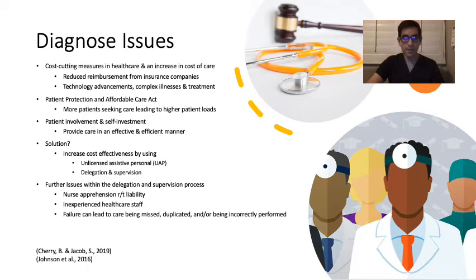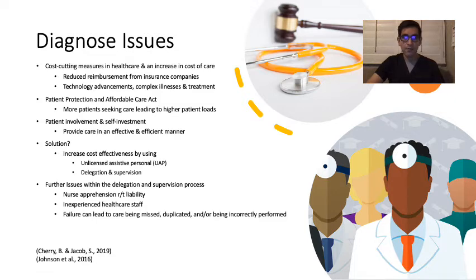So one way to address these issues is to increase the cost effectiveness of providing patient care. This can be done with the use of unlicensed assistive personnel, or UAPs. So how does this affect delegation and supervision? Well, as the use of UAPs increases, the RN is obligated to delegate more tasks to people who do not have clearly defined parameters for education, training, job responsibilities, and role limitations. Thus, the RN must learn new ways of managing and delegating tasks.